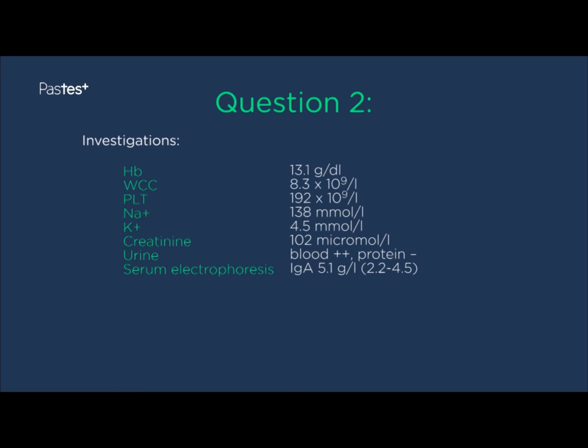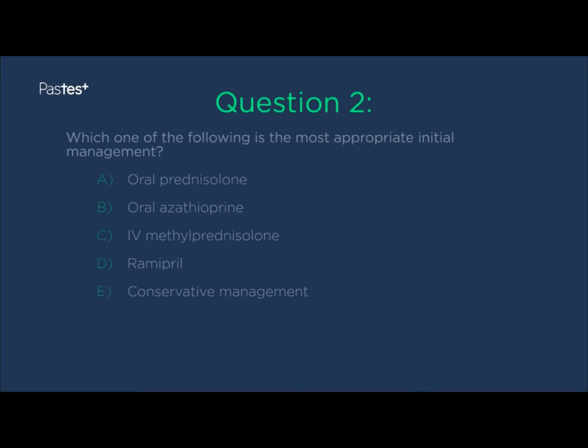On investigation, most of the parameters seen here are normal. His hemoglobin is 13.1 grams per dl. His creatinine is 102 micromoles per litre, which is perhaps slightly elevated. Urinalysis reveals 2+ hematuria, but no proteinuria, and his serum IgA is slightly elevated at 5.1 grams per litre. So which one of the following is the most appropriate initial management of this patient?